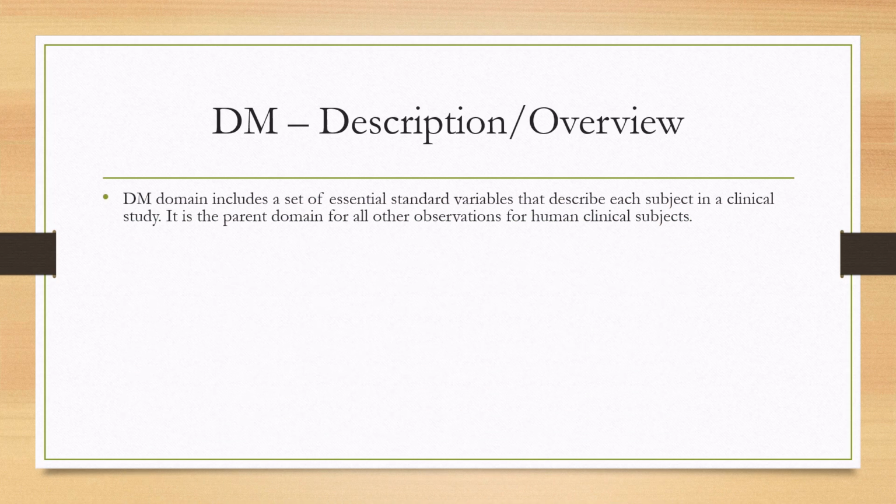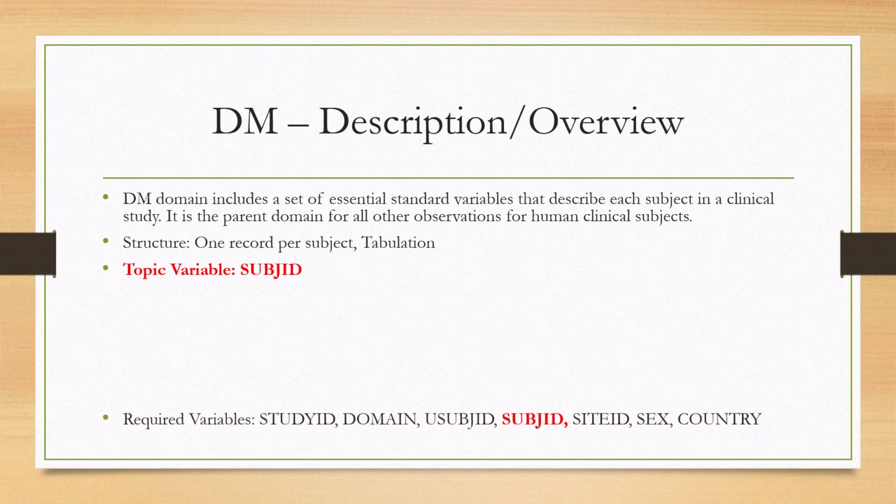The demographic domain contains the core subject level data collected during the trial, including each subject's unique identifier, sex, race, age, country, and other baseline characteristics. This domain is part of the special purpose domains in SDTM, which are essential for identifying subjects and linking information across other domains. The structure of this domain is one record per subject. The topic variable is not the subject ID, but the unique subject ID.